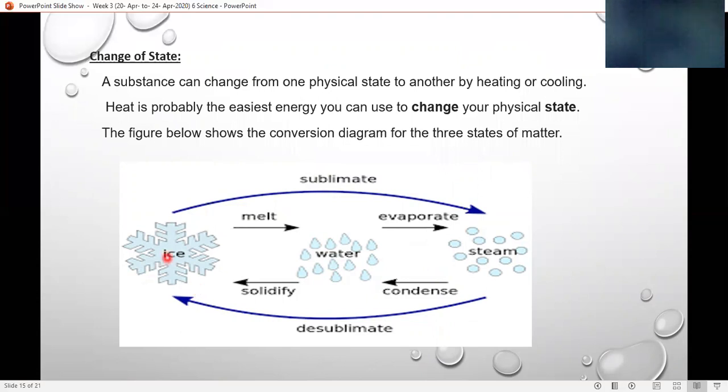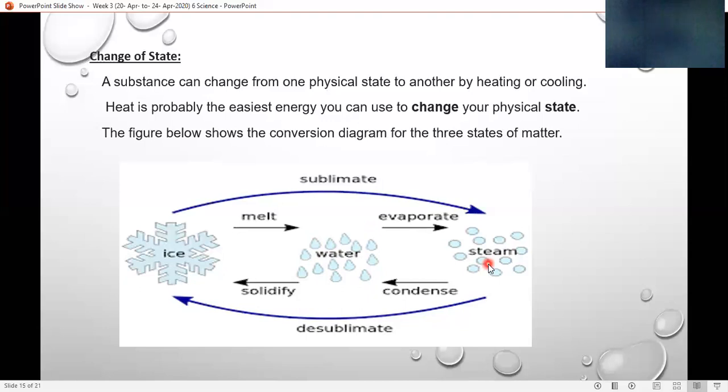Ice melts and makes water. Ice was solid but water is liquid, right? So it is a state change which is known as melting. Then water evaporates to form steam. This is evaporation, where liquid changes into gas.